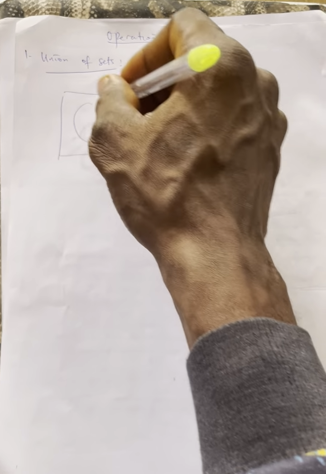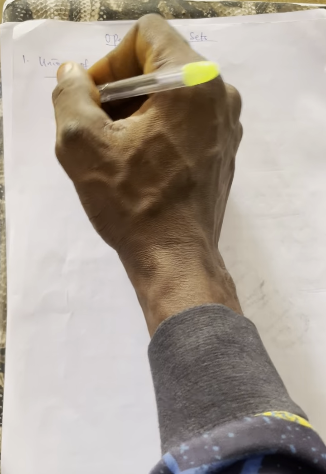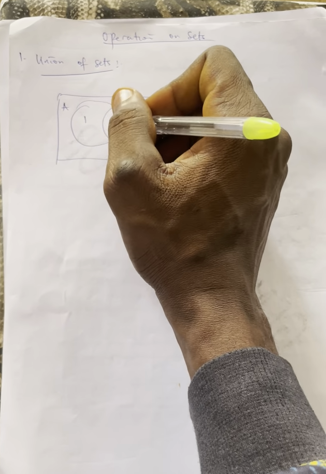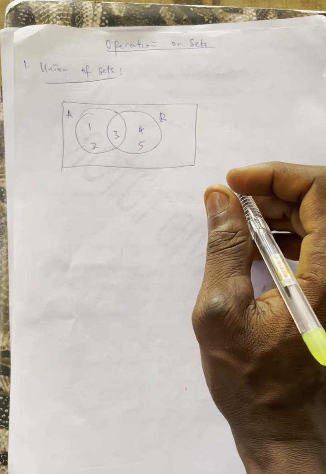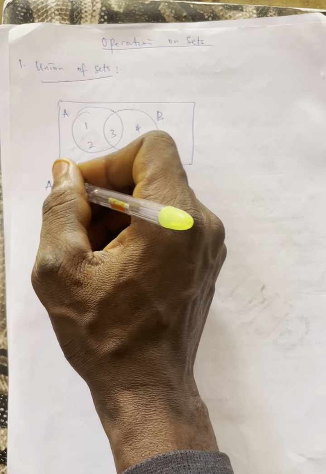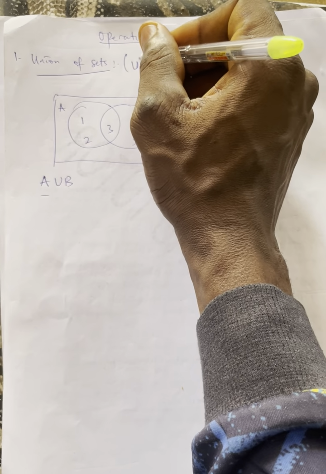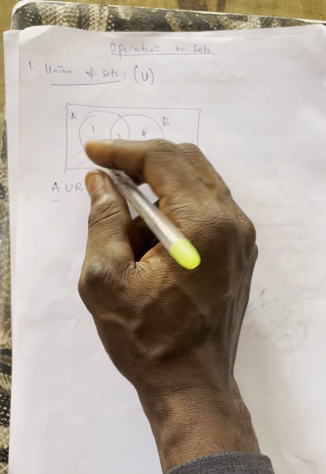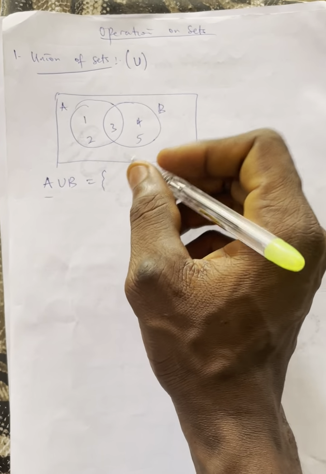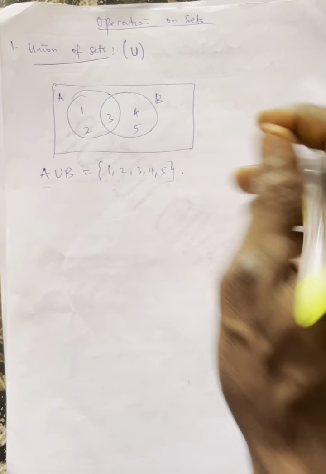Let's talk about the Venn diagram. If you have this set A and this set B, with 1, 2, 3, 4, and 5 here, then A union B, this is the symbol of the union of sets, is the combination of the elements of A and B. That is, we have 1, 2, 3, 4, and 5.